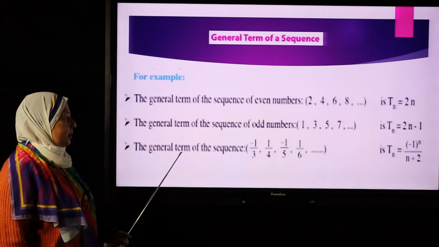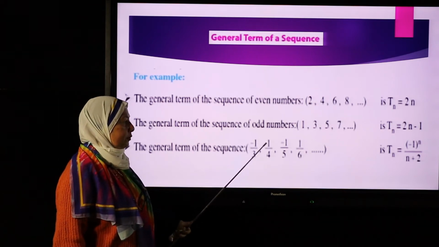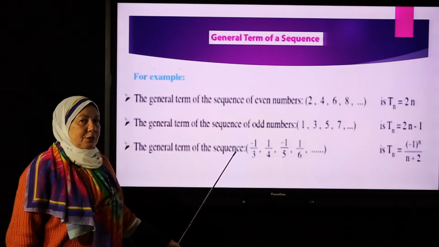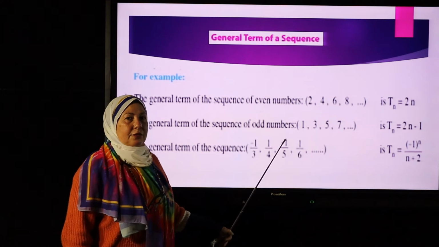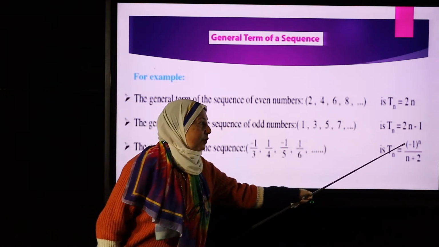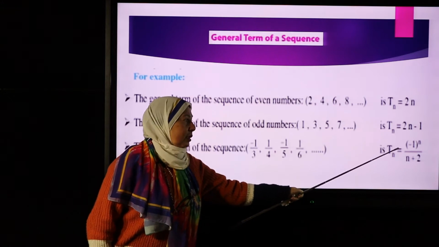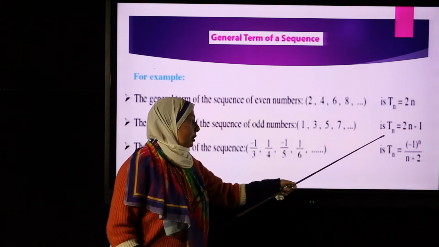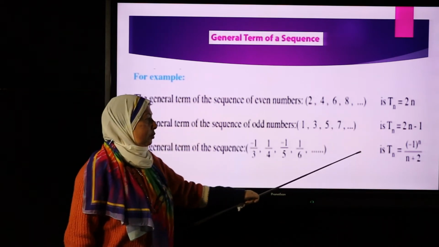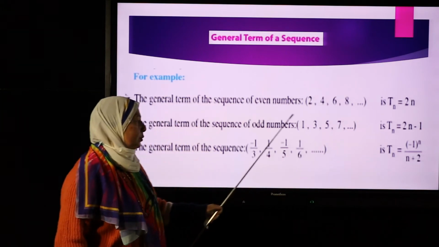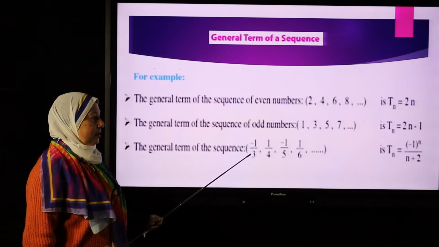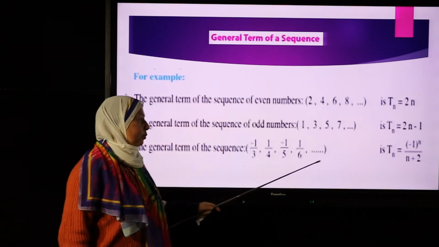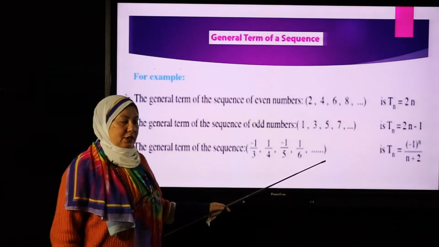General term of the sequence negative 1 over 3, 1 over 4, negative 1 over 5, and so on. Tn: the first term is negative, second positive, third negative, fourth positive, therefore negative 1 to the power n. Negative 1 to the power 1 is a negative number. Negative 1 to the power 2 equals a positive number. The denominators are n plus 2. Why? When n equals 1, 1 plus 2 equals 3. When n equals 2, second term, 2 plus 2 equals 4, and so on.